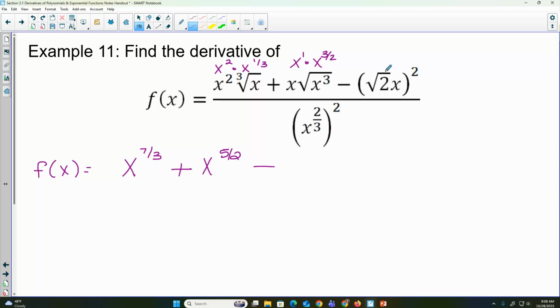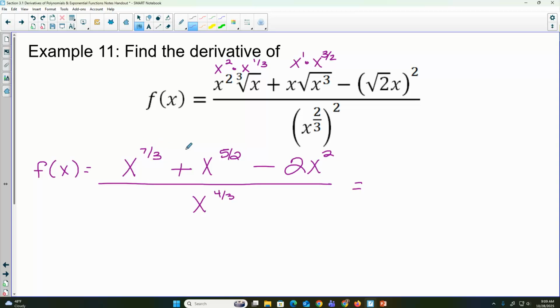Minus, over here when I square, the square root of 2 squared is 2, x to the second. On the bottom, what do you do with a power to a power? Multiply, so x to the 4 thirds. All right, now I'm still simplifying this because my derivative, I can't do it if things are being multiplied or divided. We'll learn how in the next section, next week. But right now, we have to clean this up first.